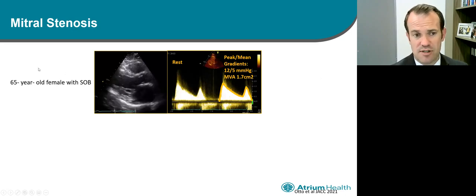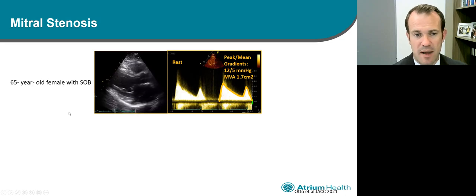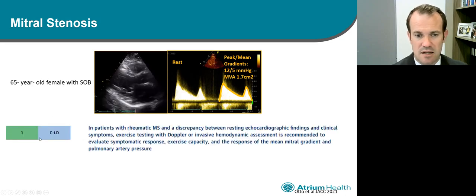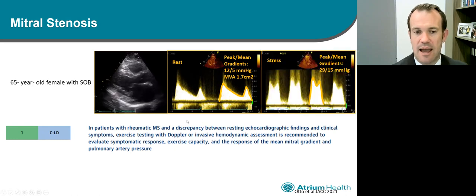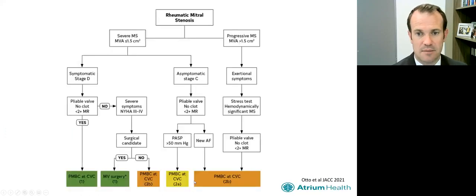For mitral stenosis, this is a 65-year-old female with shortness of breath, typical rheumatic valve. Her mean gradient is 5, her mitral valve area is 1.7, so she is a moderate assessment of mitral stenosis, but she's symptomatic. And so in this case, this is a class 1 indication to do a stress test. And here we're going to first of all measure the gradients across this. And if our mean gradient goes above 15, this is a class 2B indication to consider balloon valvuloplasty.